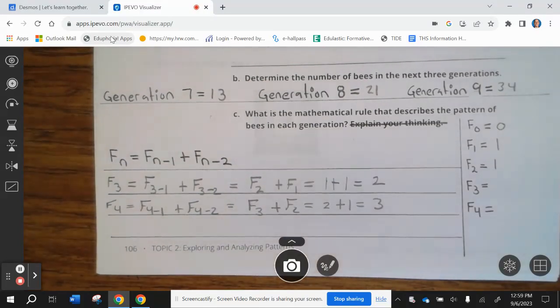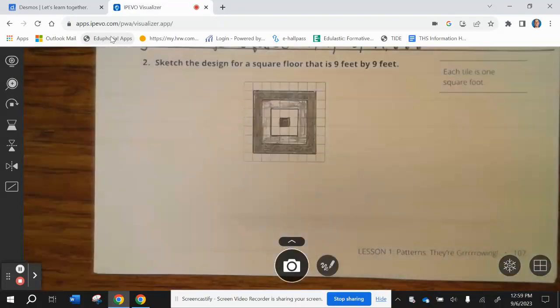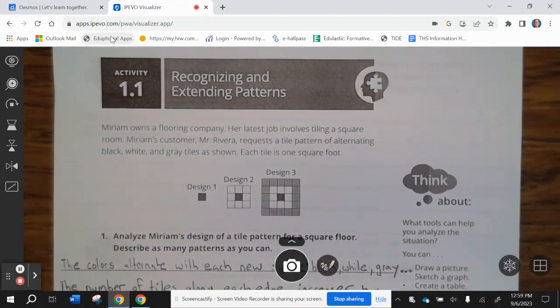Okay, let's move on to the next page. Miriam owns a flooring company. Her latest job involves tile in a square room. Miriam's customer, Mr. Rivera, requests a tile pattern of alternating black, white, and gray tiles as shown. Each tile is 1 square foot.